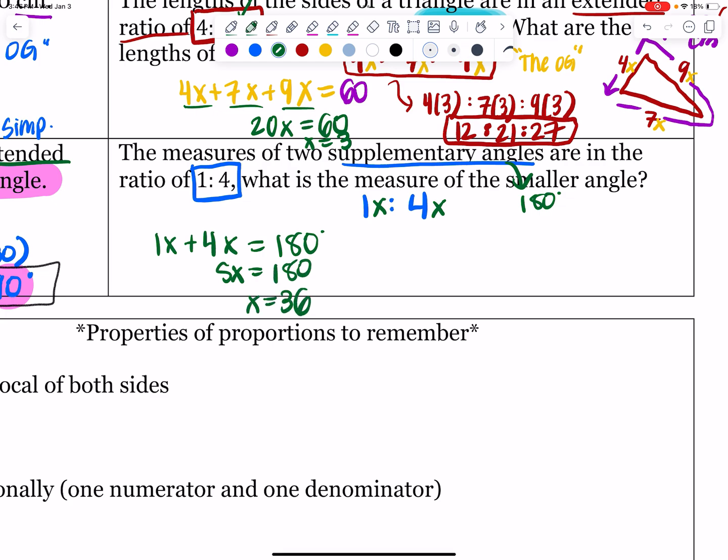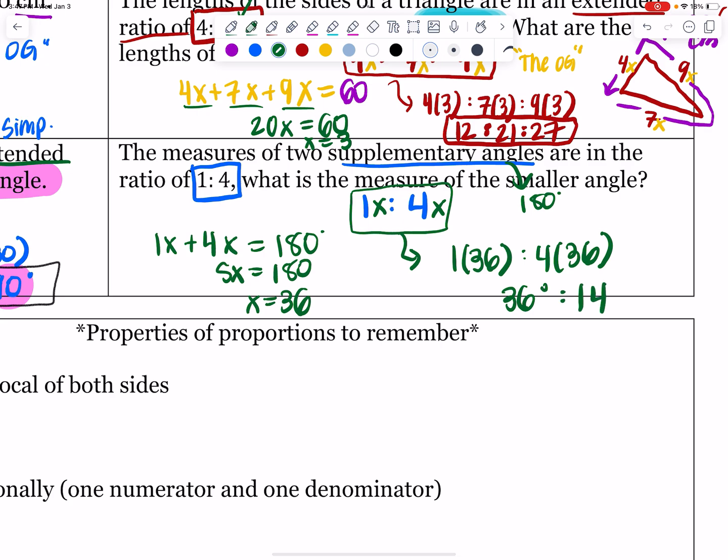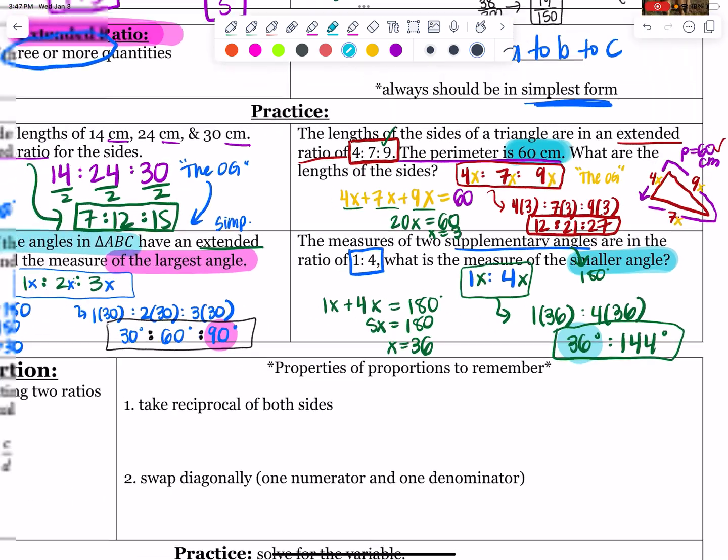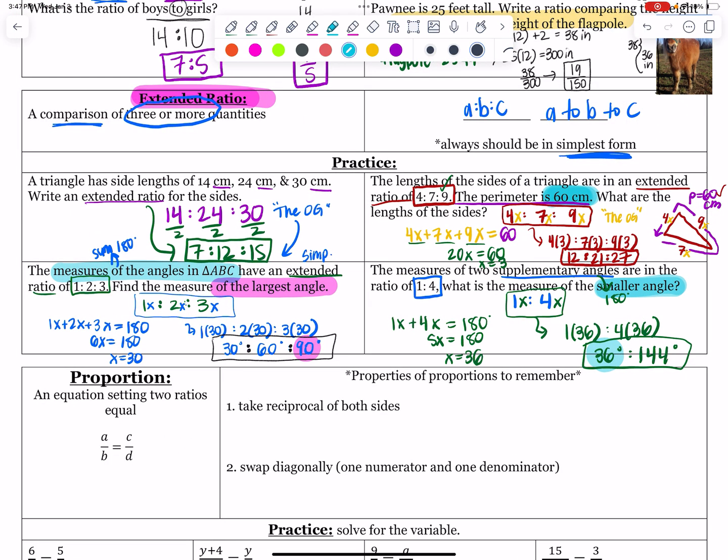And why does that help me? Well, now I can take this and actually plug in what x is. X is 36, so that's going to be 1 times 36 to 4 times 36. So the smaller angle would be 36 degrees. The larger angle would be 144 degrees. So if they ask me for both pieces, that's what I'd give. But they only ask me for the smaller, so the smaller is going to be 36 degrees. And those are, in fact, supplementary angles.